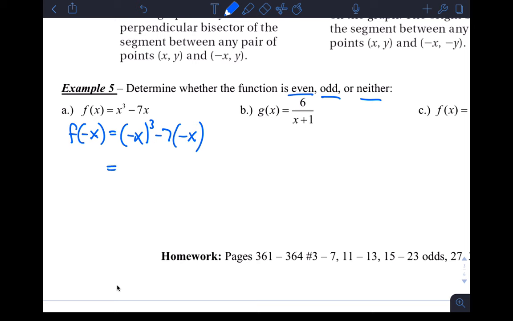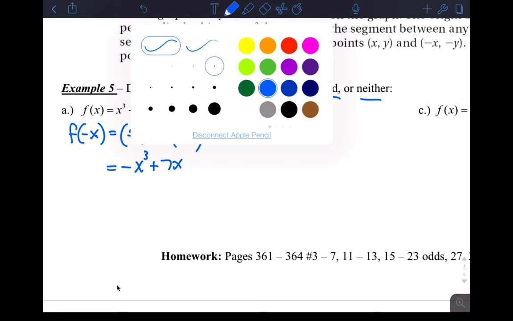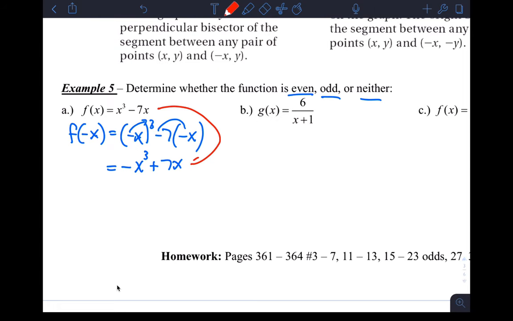And that is, remember, a negative raised to an odd power is negative, and then x to the third power is x to the third power. And here I have negative times negative, positive 7x. So what do I have? How do these two functions relate? That's the question. How do these two functions relate?